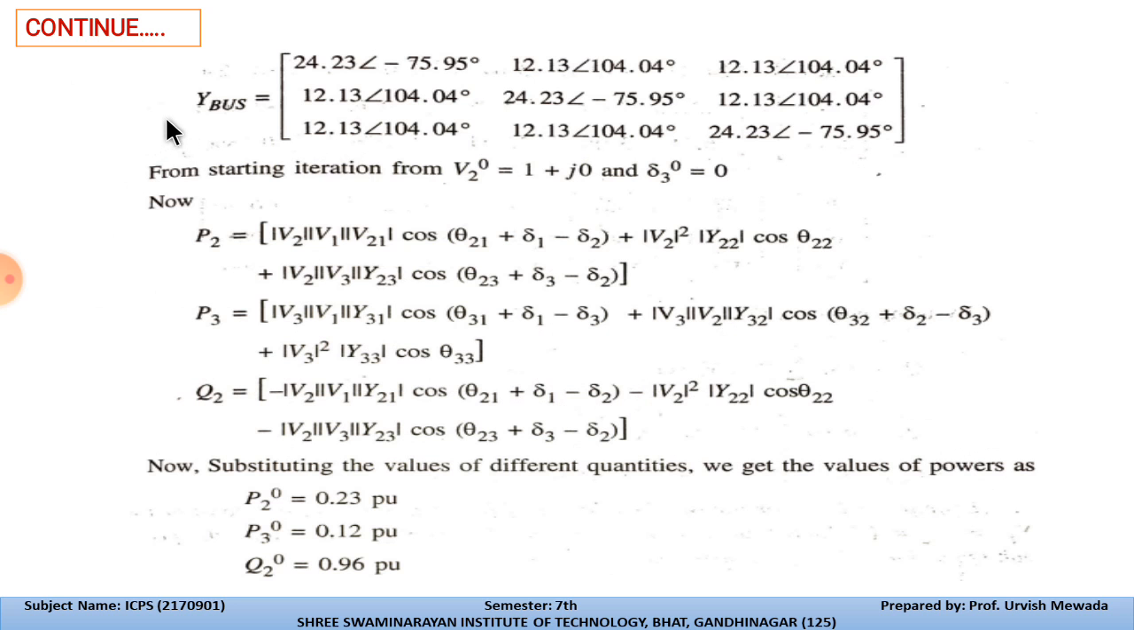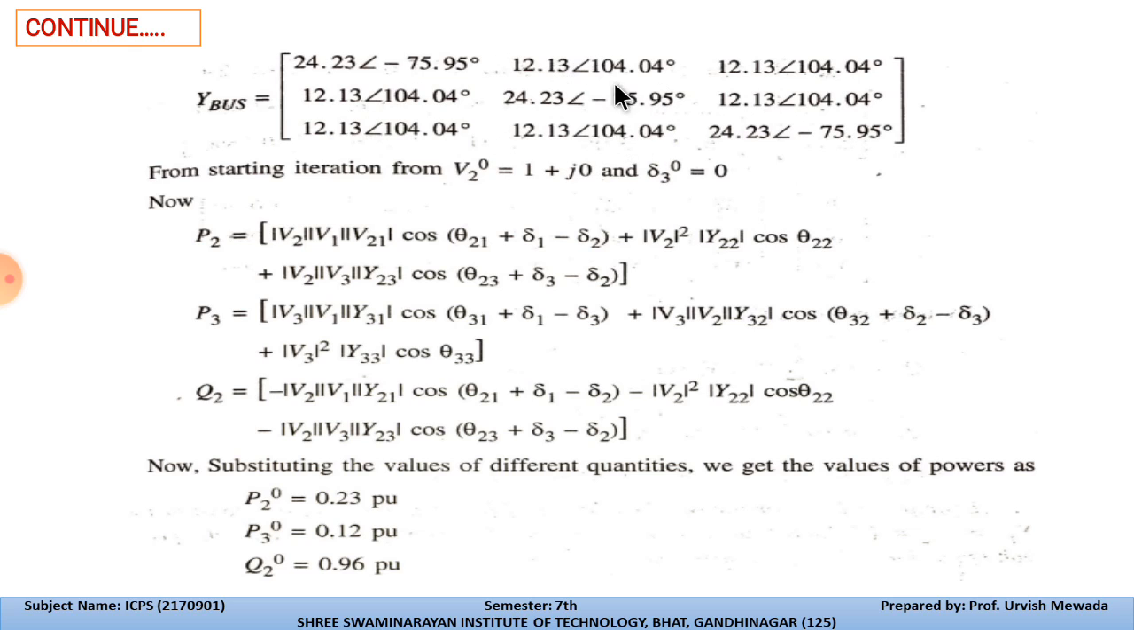Now from that we can form the Y bus of the given system. The Y bus of the given system can be written with Y11, Y22 and Y33, which we can calculate from the given bus data. And this is Y12, Y13, this is Y21, Y23, and this is Y31, and then this is Y32.